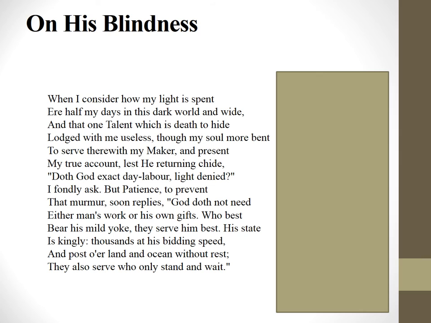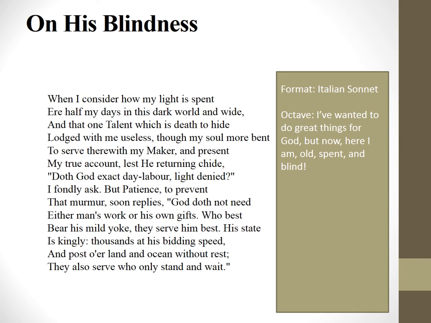Okay, so another poem he did later on. That one was early in his career, and now on his blindness later on, when he had gone blind from writing so much. Again, the format is an Italian sonnet. And the octave, again, he's saying, I wanted to do great things for God, but now here I am, I'm old, spent, and blind. So again, he's bemoaning a similar topic and on his blindness.